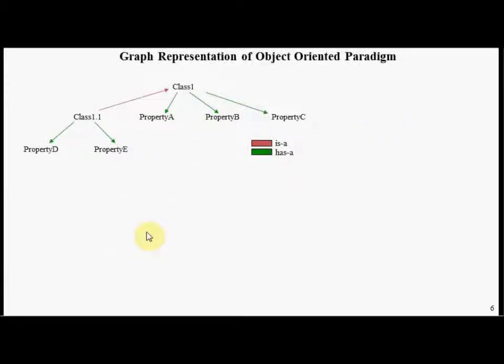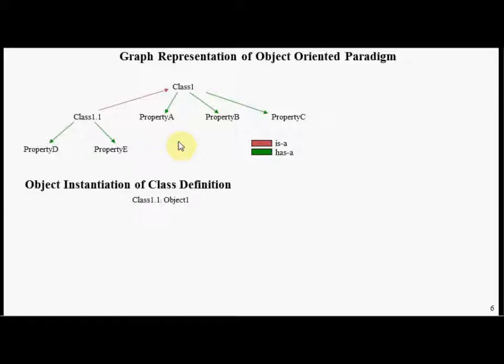The object-oriented paradigm can be represented as a graph problem. Here we have a class called class 1, which has properties A, B, and C, and a has-a relationship between the class definition and its associated properties. We also have another class called class 1.1 with properties D and E. And we see an is-a relationship between these two nodes, meaning that class 1.1 is a specialization of class 1.